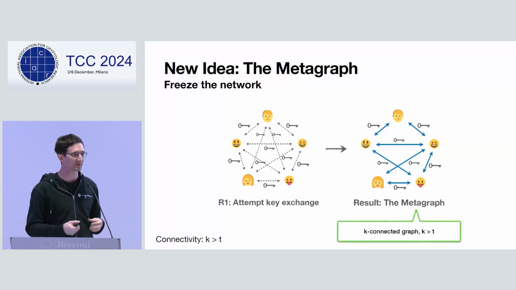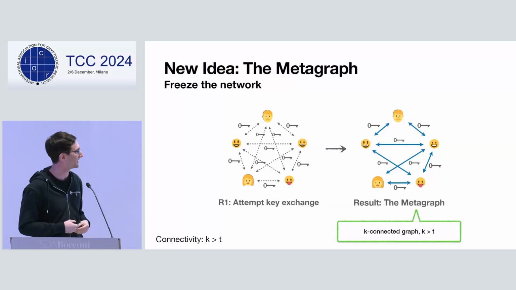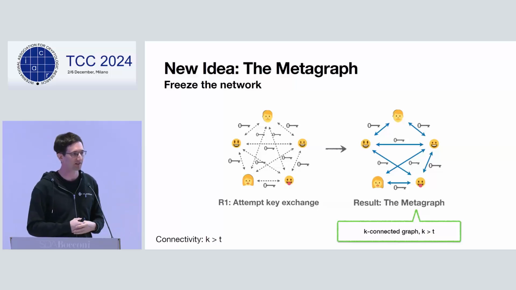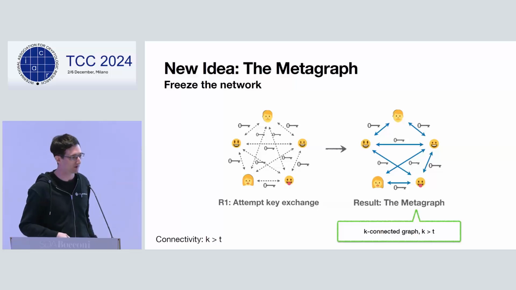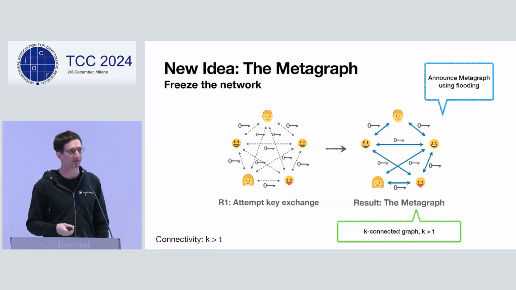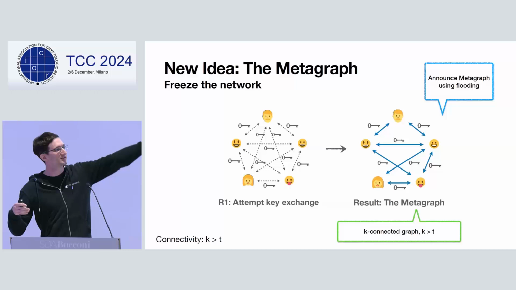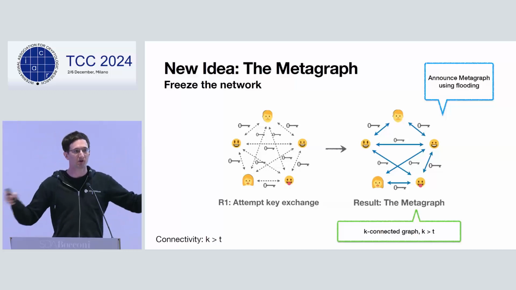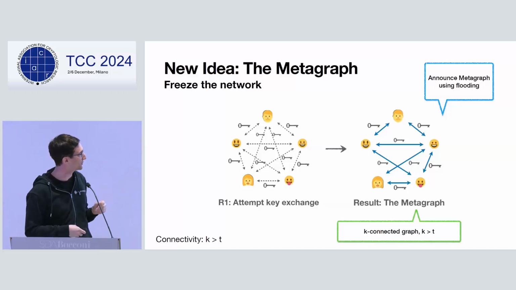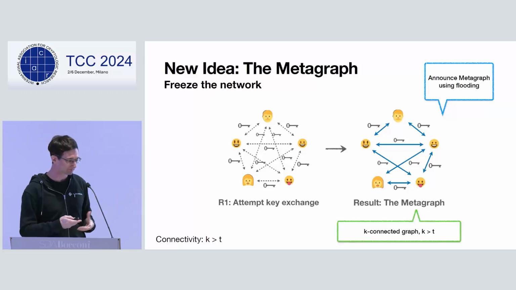This has nice properties, so it has high connectivity. So we assume here that the adversary needs to give us a graph which has a connectivity which is bigger than the number of corruptions. This graph now can be announced using flooding, so everyone essentially says, oh, I received some key material from these guys. And so now we have agreement on this graph, and we can use it for our communication attempt.